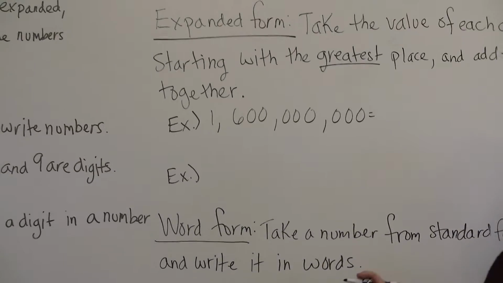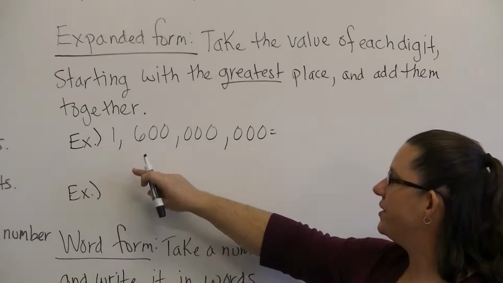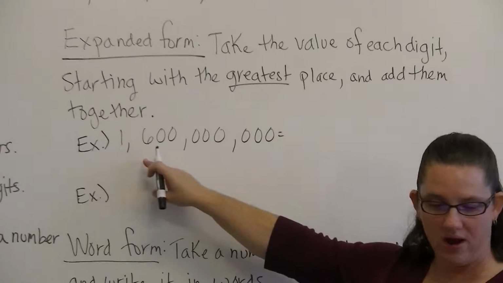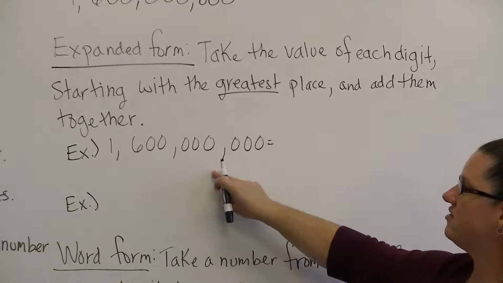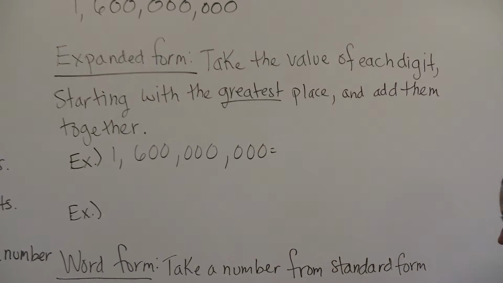Okay, so now we're going to try one of the expanded form practice ones. We're going to take the 1,600,000,000, write that down in your notes. This is the example right from your textbook, and we're going to put this in expanded form. So it says take the value of each digit starting with the greatest place.